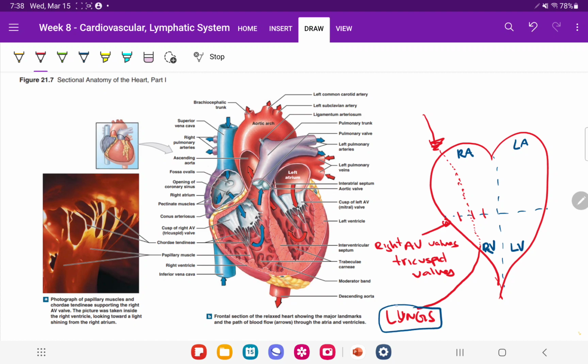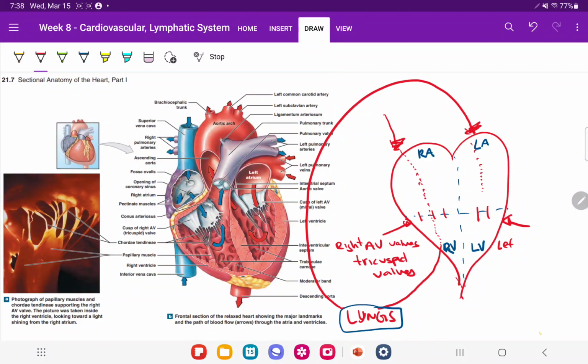From the right ventricle, it goes to the lungs to get oxygenated. It comes back to the heart via the left atrium. So now blood enters the left atrium, and remember it's going to stay on one side. To get from the left atrium to the left ventricle, it has to go through another set of trap doors. These are the left AV valves, called the bicuspid valves, also called the mitral valve.